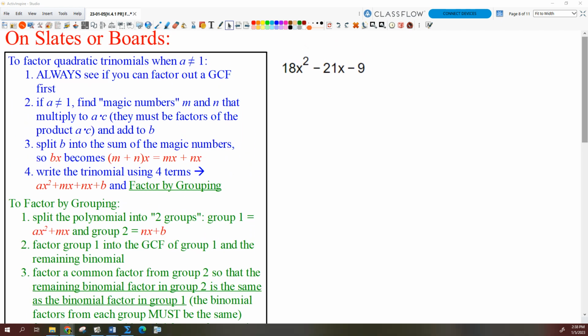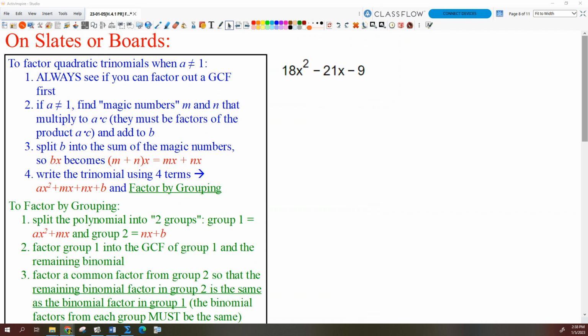Okay, so what about this then? We've got to figure out what our magic numbers are. So they have to multiply. Okay, let's write it this way. So m times n has to equal what? Did we not find the greatest common factor first? Oh, yeah. We can factor out a greatest common factor. Ooh, good. So what's our greatest common factor? 3. Okay, so I can take a 3 out of there, and then what's left?